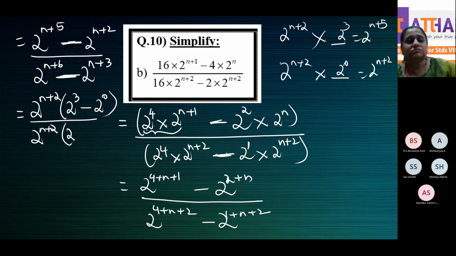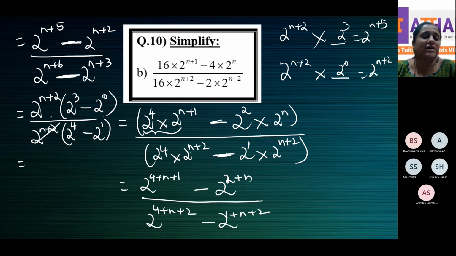2 to the power 3 will give 2 to the power 5, ma'am. No, n plus 5. Denominator, 2 to the power 4. Minus 2 to the power 0. No, n plus 3 it is, denominator. 2 to the power 1. Yeah, 1. I'll tell you again. Let me finish it and tell you again.